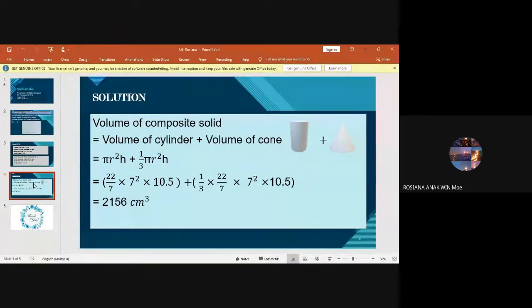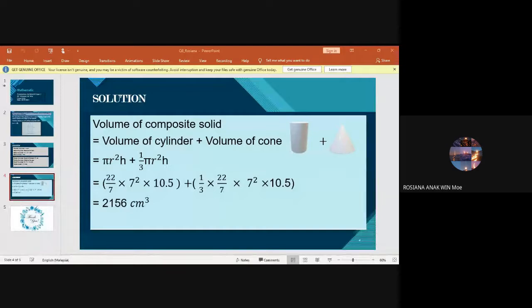Volume of composite solid, volume of cylinder, and volume of cone. Pi r squared h plus 1 over 3 pi r squared h. 22 over 7 multiplied by 7 squared multiplied by 10.5 plus 1 over 3 times 22 over 7 multiplied by 7 squared times 10.5 equals 2156 centimeter cubed.